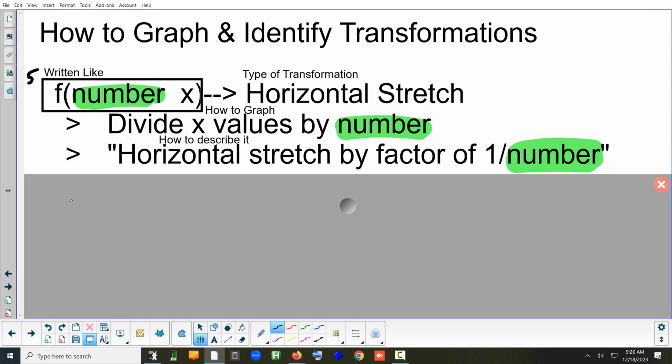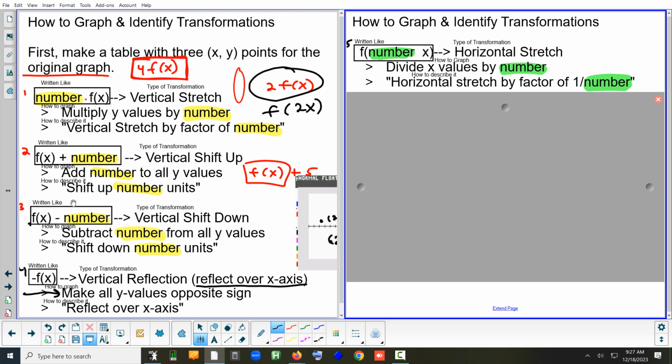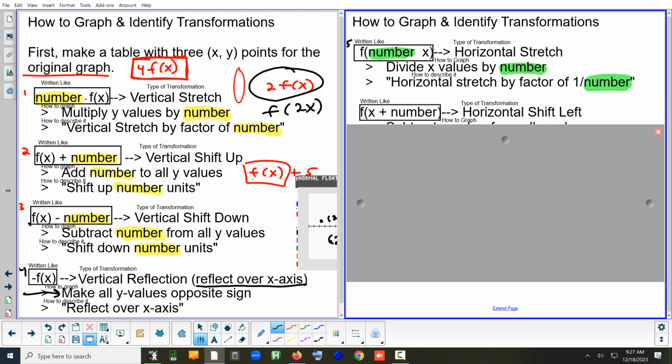All right, let's look at boxes 2 and 3. Both boxes 2 and 3 had either adding a number or subtracting a number. Where was the number in boxes 2 and 3? At the end. Well, now, we're going to add and we're going to subtract the number, but it's going to be inside. That's the key with everything horizontal. The number is inside the parentheses. With everything vertical, the number was on the outside. Okay, that's the difference.